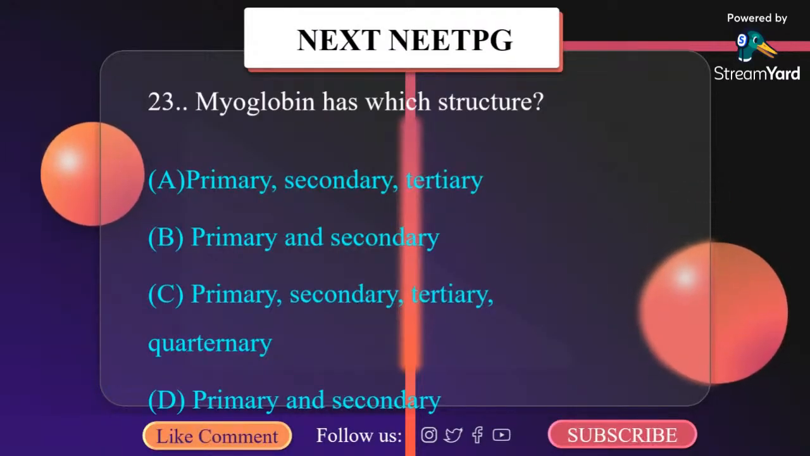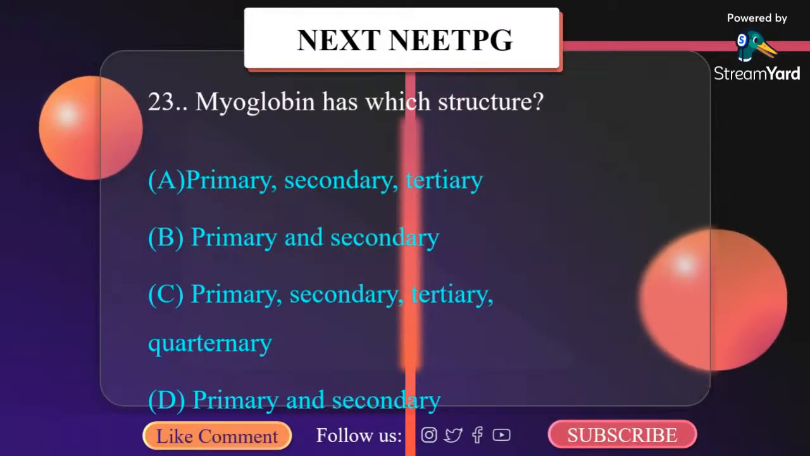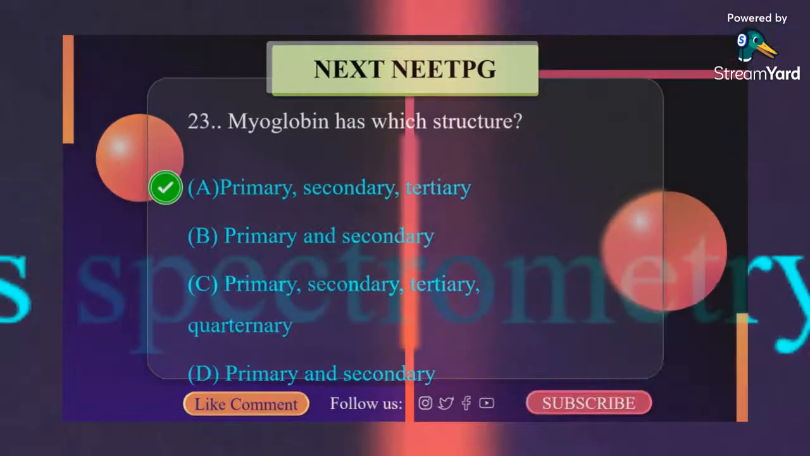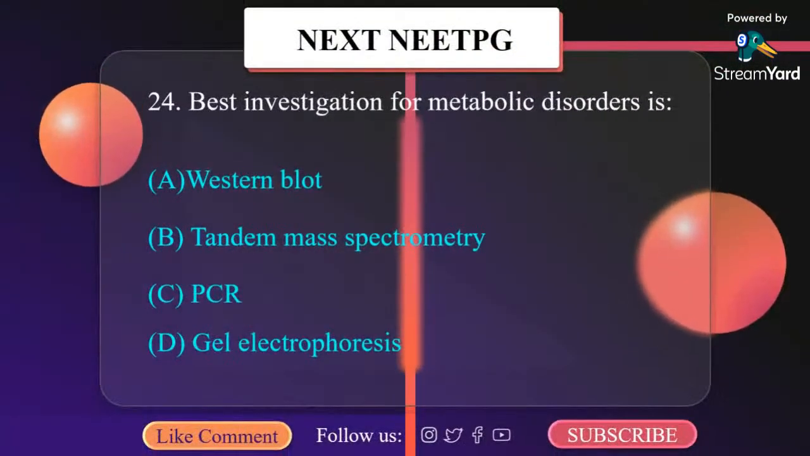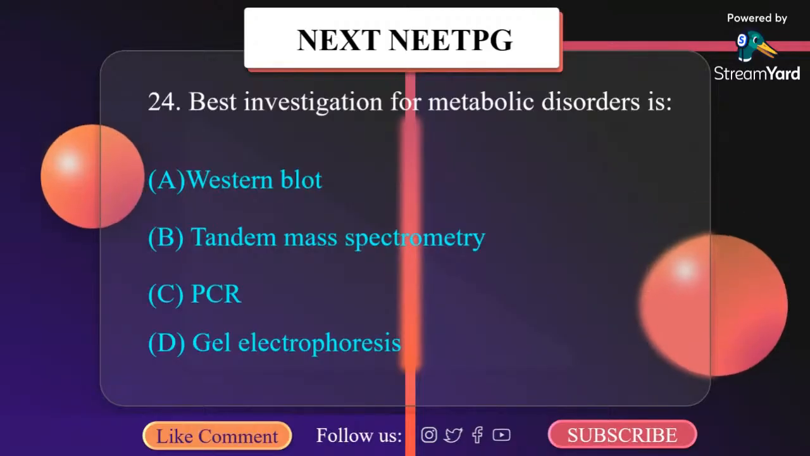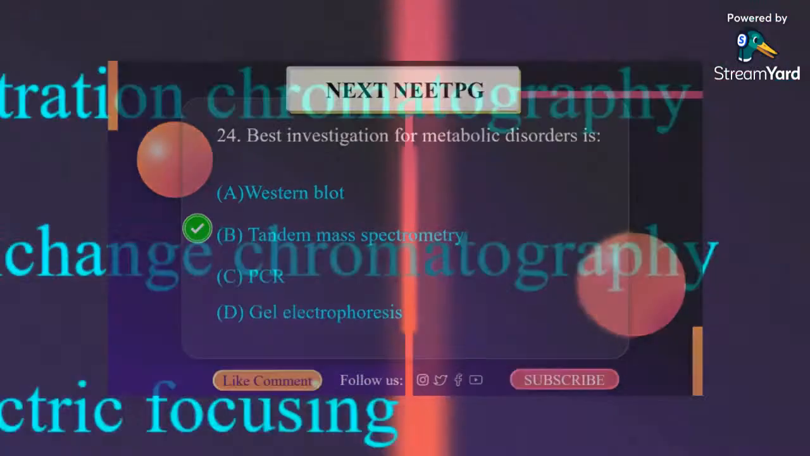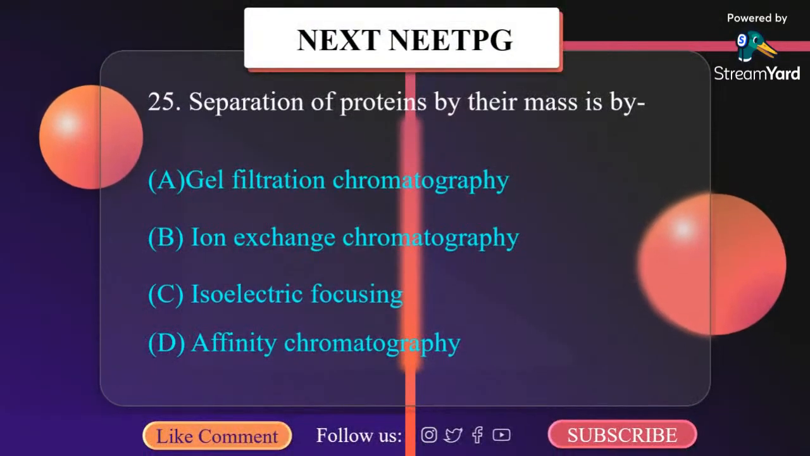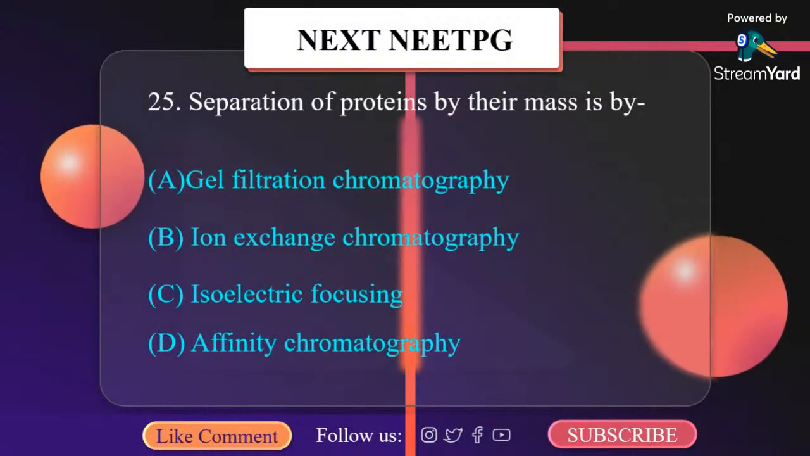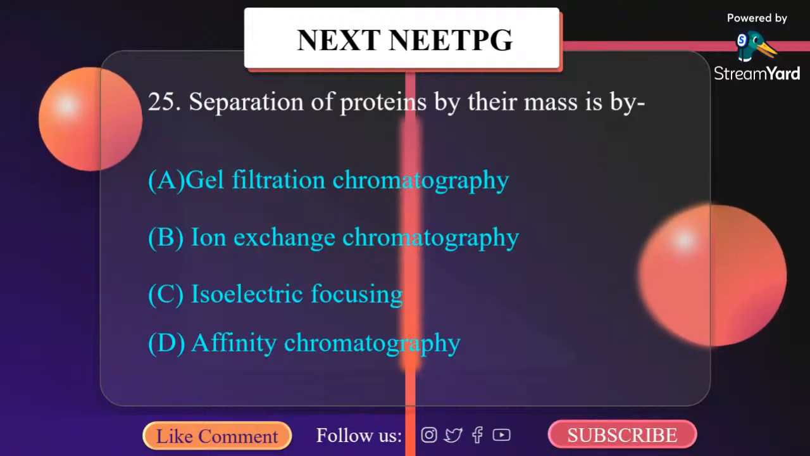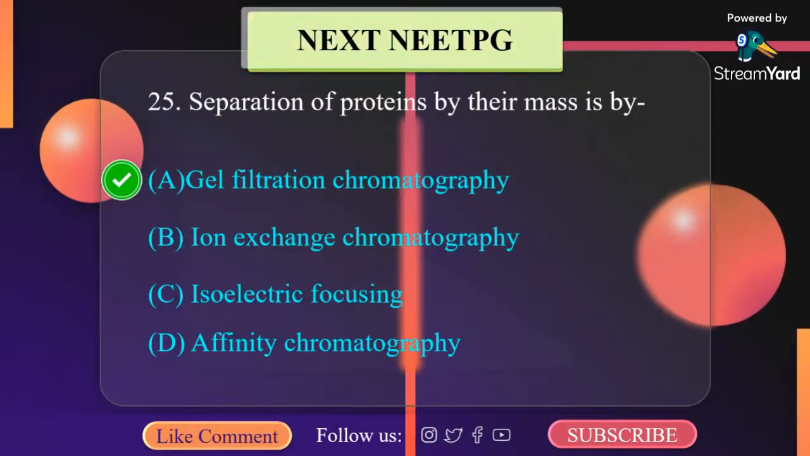Myoglobin has which structure? Primary, secondary, tertiary. It is primary, secondary, tertiary. Best investigation for metabolic disorder is Western blot, tandem mass spectrometry, PCR, electrophoresis. It is tandem mass spectrometry. Separation of protein by their mass is by A. Gel filtration chromatography, B. ion exchange chromatography, C. isoelectric focusing, D. affinity chromatography. It is gel filtration chromatography.